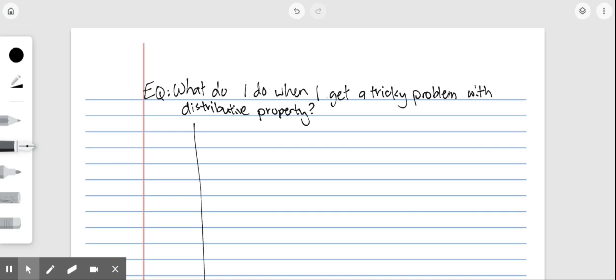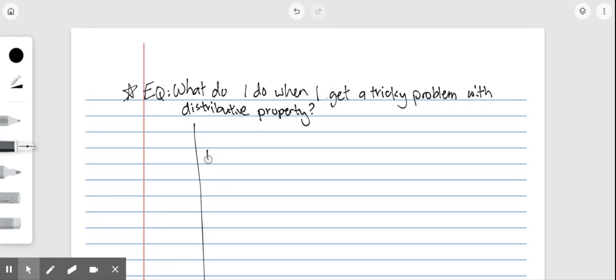All right, beautiful people. Today our essential question is, what do I do when I get a tricky problem with distributive property? So we're going to be handling distributive property with fractions and decimals and really big numbers, and then a few story problems. So let's start with just a refresher on distributive property.